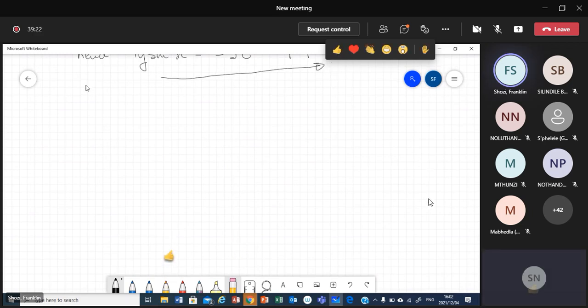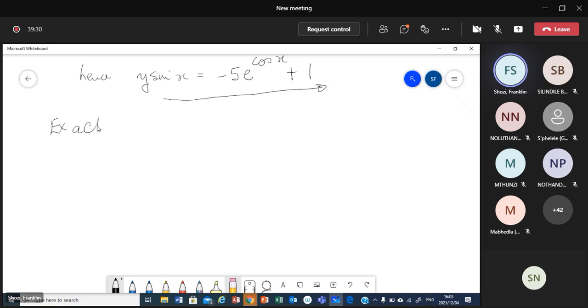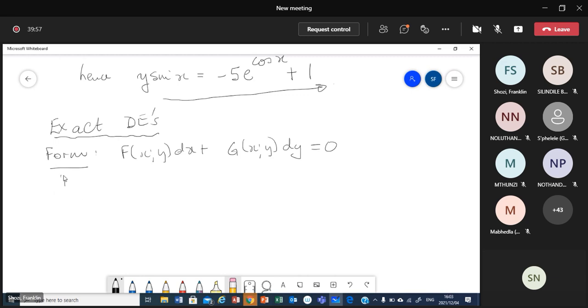The next type of DE that we looked at is where DEs are exact. That should be relatively easy then. Exact DEs all take this format: f(x,y) dx plus g(x,y) dy always equal to 0. We say the DE is said to be exact.